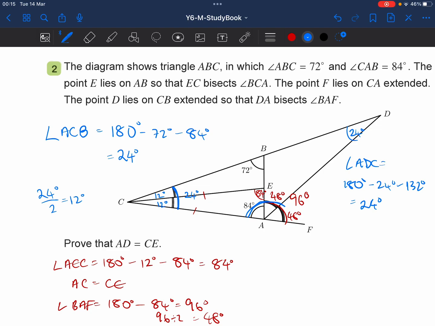Then we've got another isosceles triangle, which means AC is equal to AD. Now, if AC is equal to AD, we've already known that AC is equal to CE. So therefore, AD is equal to CE as required. AC equals AD, which is also equal to CE, as we worked out previously. So now AD is equal to CE as required.